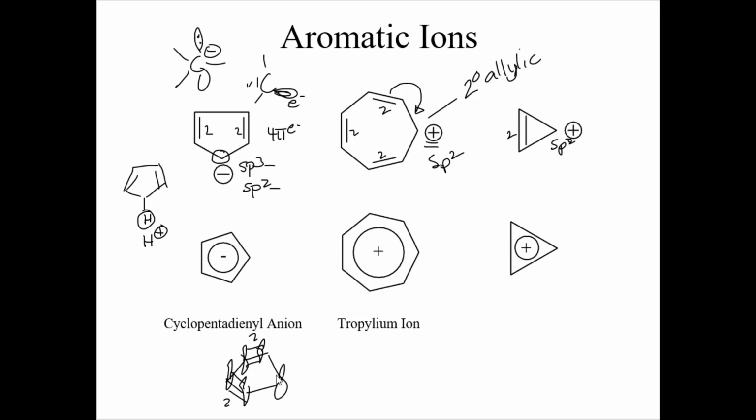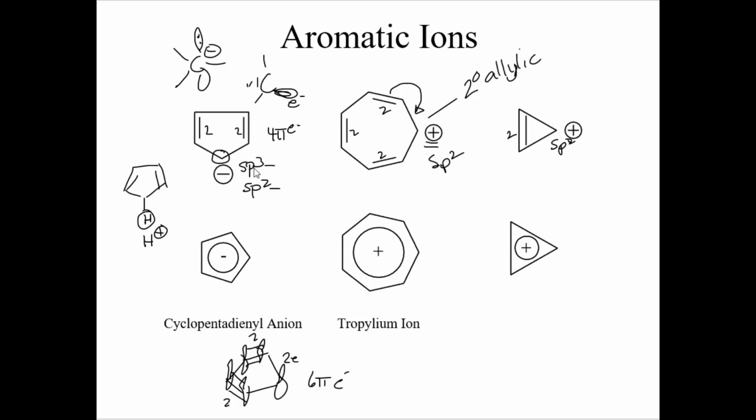If I make this carbon sp2 hybridized, that pair of electrons is going to go in that p orbital. I'm going to become planar, and now how many pi electrons do I have? I've got 6 pi electrons. I'm aromatic. I'm super stable. And so the molecule will do that.